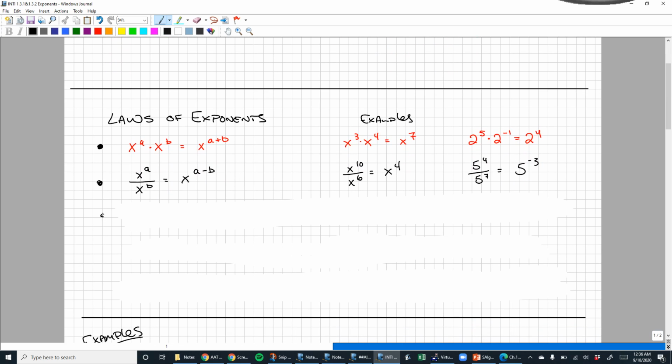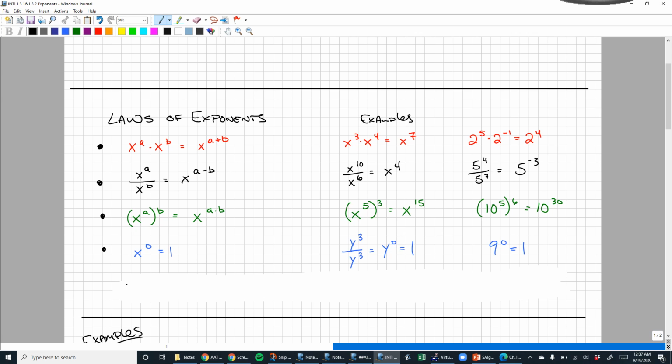So here's a little bit more. We have a power of a power. When we take a power of a power, we're going to get the multiplication of those two exponents. So when we have x to the power of 5, to the power of 3, we get x to the power of 15, which is multiplying those two together. Same thing over there with the numbers.